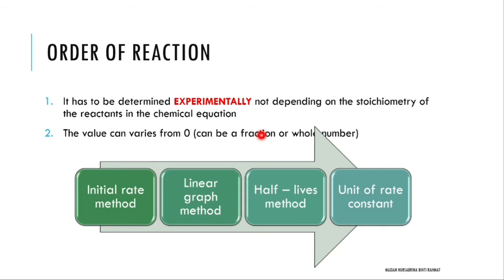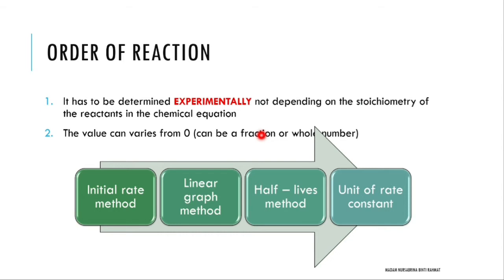The stoichiometric coefficient is used to solve stoichiometry problems, which include balancing chemical equations, calculating limiting reactants, determining limiting reactant percentage, and so on. But for the order of reaction, you need to discover it experimentally.